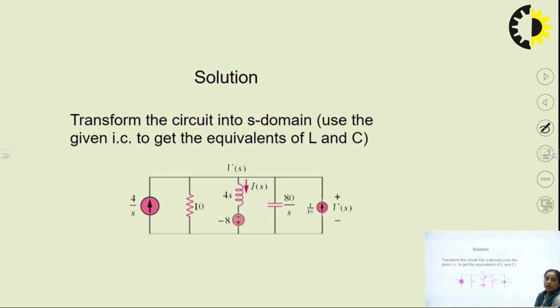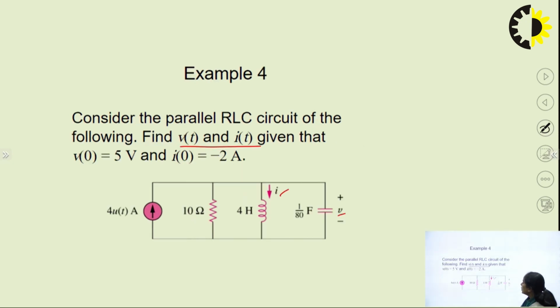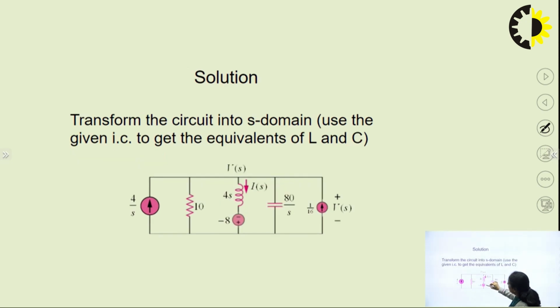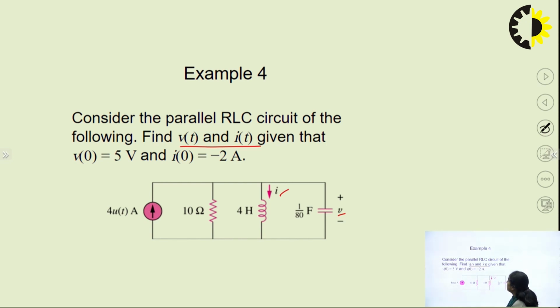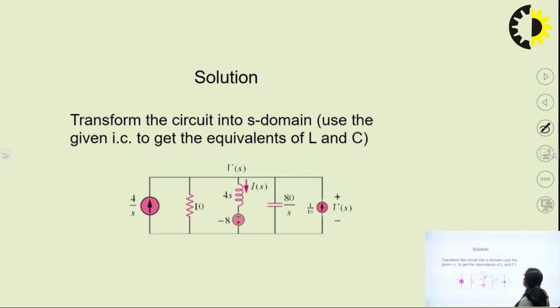So first we will transform this circuit, and now we will represent this circuit with initial conditions. R will be as it is. Here the current is there, so we will write Is, and for the initial value, this is the initial value L i(0). What is the value of L i(0)? That will be 4 into 2, so a minus 8 volt source is there.